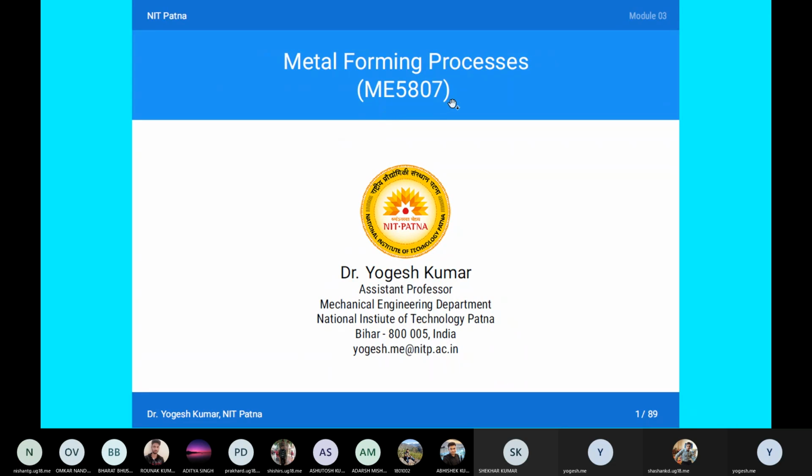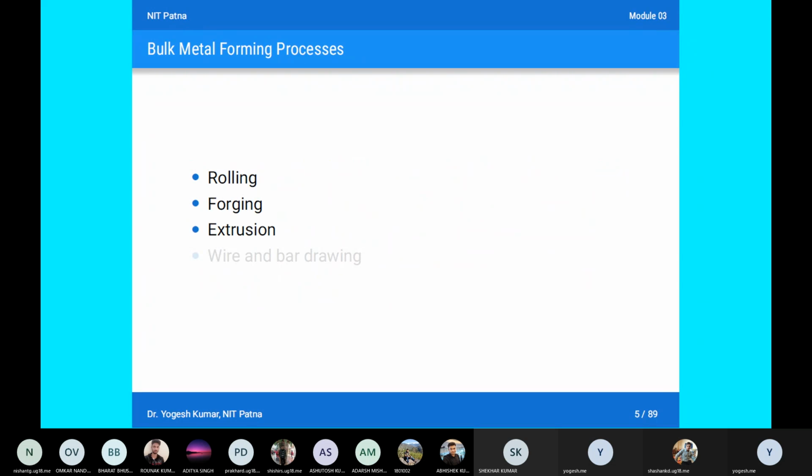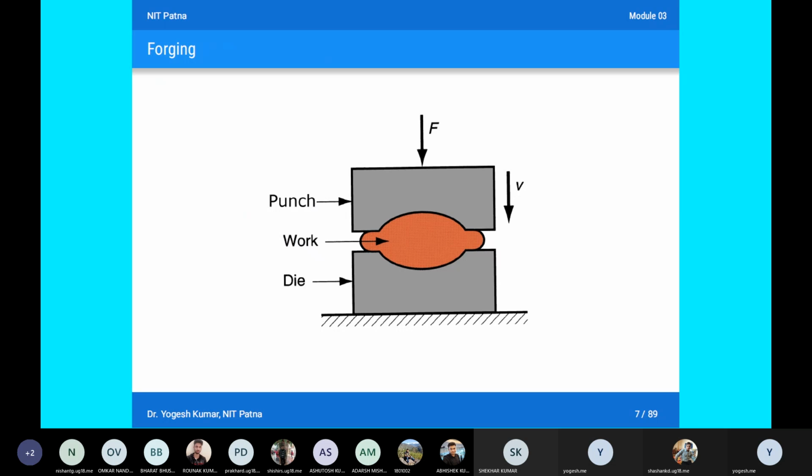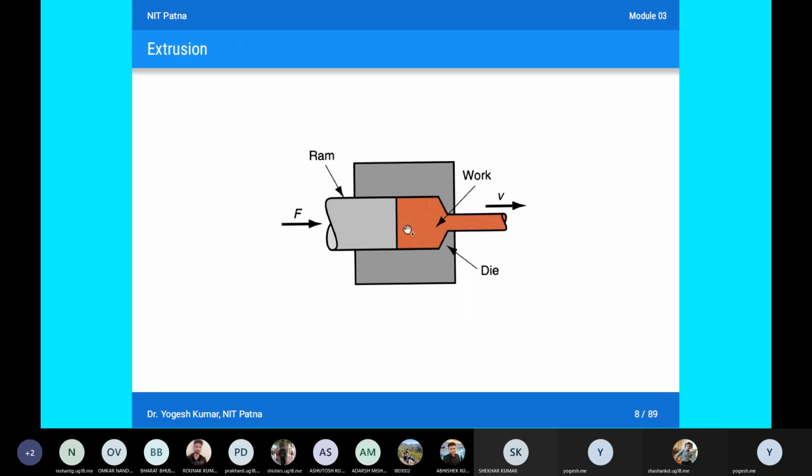We are going to start our lecture, and till now, under bulk metal forming processes, we have covered rolling and we have covered forging processes. Now we are going to start extrusion processes. This is a kind of bulk metal forming process, and mostly extrusion processes are compressive type bulk metal forming processes.